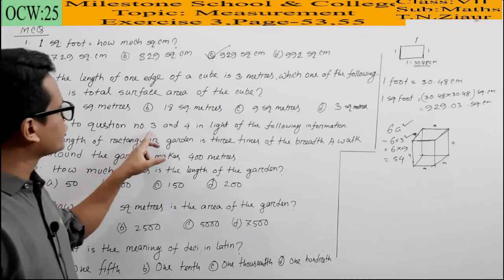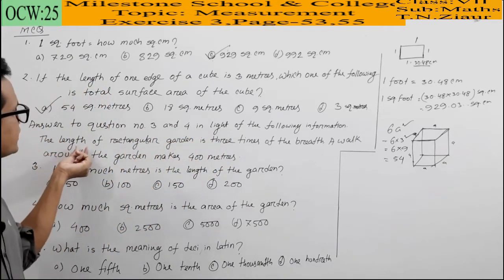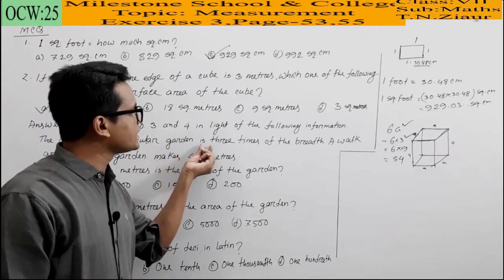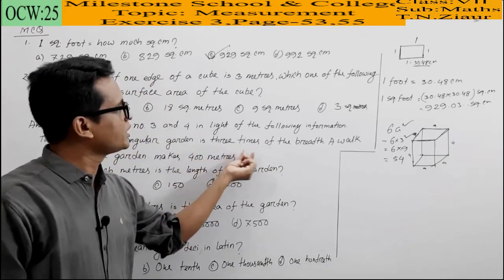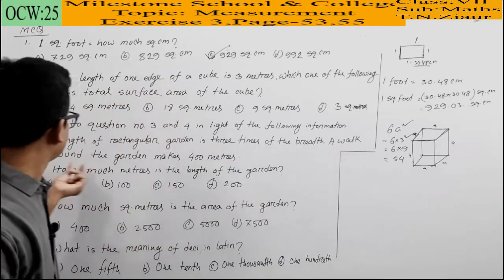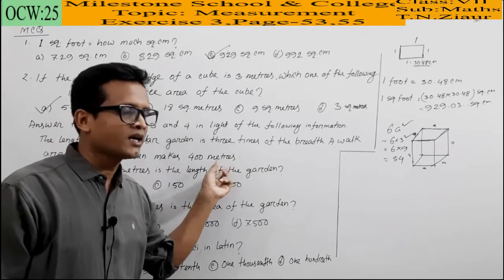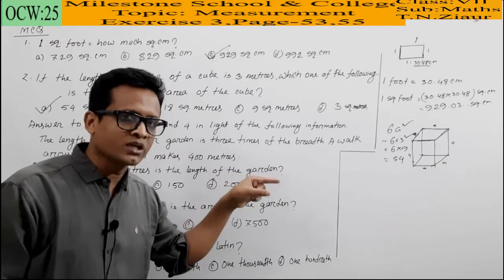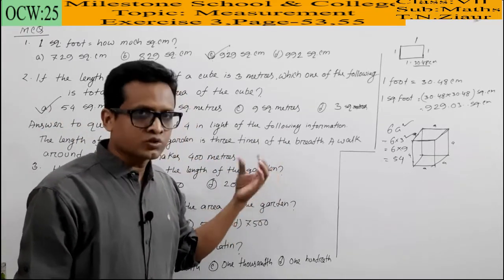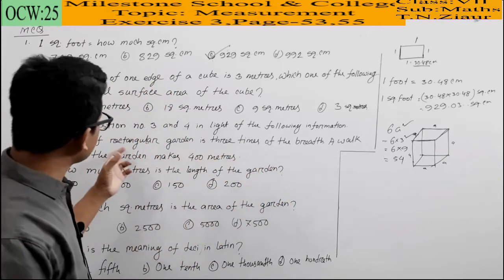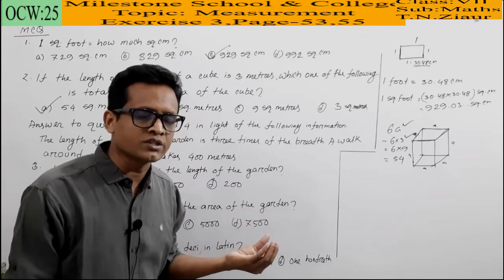Now first we have to read the question. Answer question number 3 and 4 in the light of the following information. Here some information is given. The length of a rectangular garden is 3 times the breadth. A walk around the garden makes 400 meters. So when you walk around the garden, that is called perimeter, right? I have already given some formulas, including the perimeter. This one is a rectangle. Can you tell me what the perimeter of a rectangle is equal to?